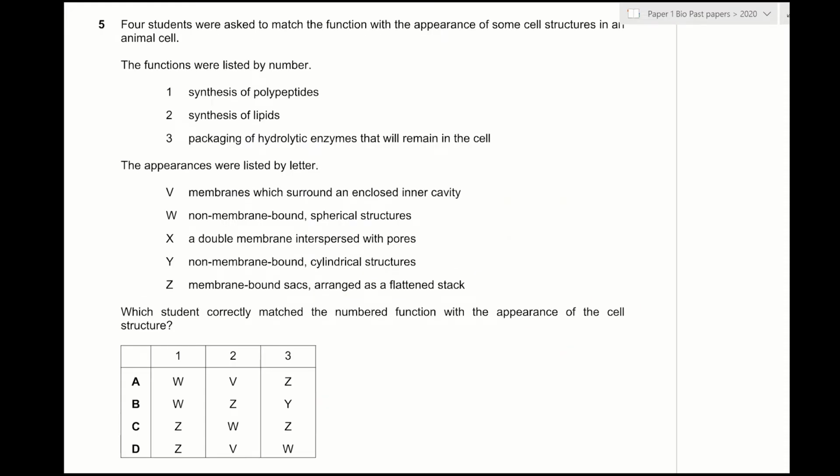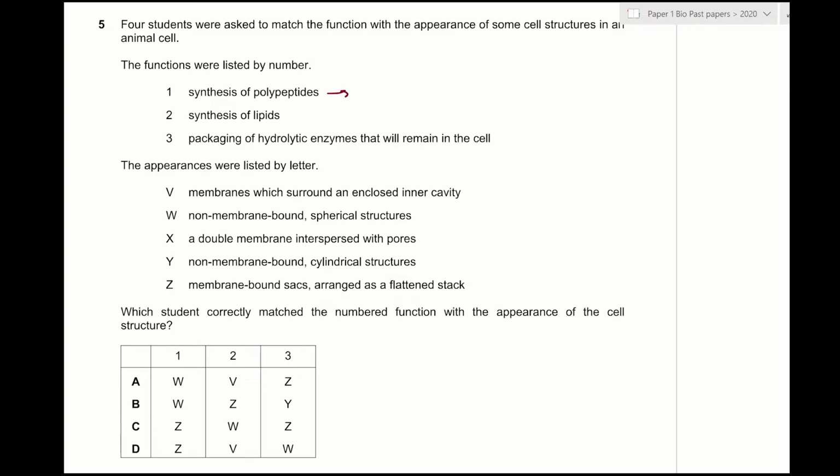Question number 5. 4 students were asked to match the function with the appearance of some cell structures in an animal cell. The functions were listed by number. The appearances were listed by letter. Which student correctly matched the numbered function with the appearance of the cell structure? Now, we must first identify what cell structures we are looking at. So for 1, synthesis of polypeptides.